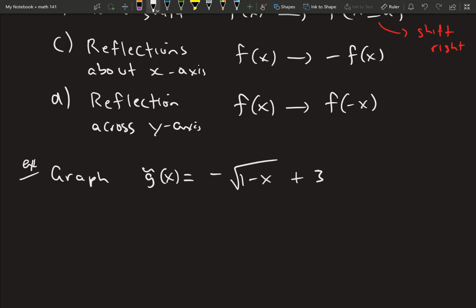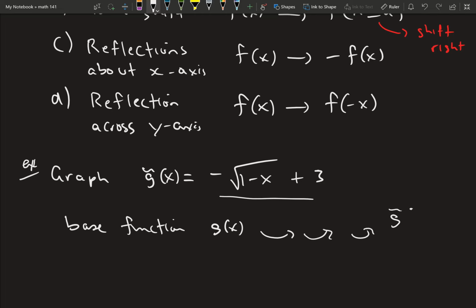And of course, you can get a sense of this without doing this stuff. You can directly plug in a few values. If you know the square root graph, you can do it without all of this, but these are helpful at least. So let's do it with these. We're going to start off with a base function g, and then get to g tilde by a series of transformations.